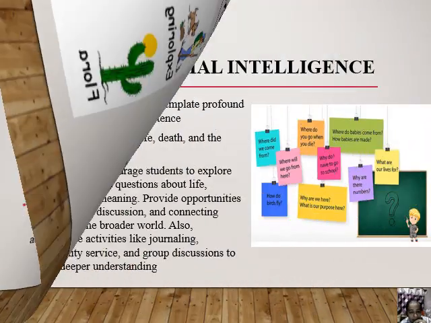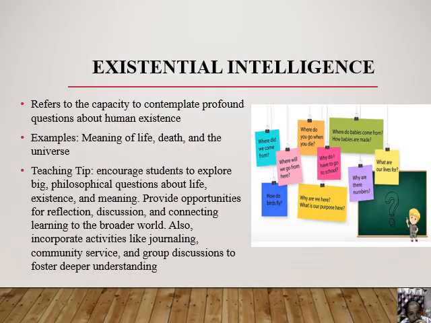Next is existential intelligence. This is the newly added type of intelligence in Gardner's theory. These kinds of people are always curious about questions like where do we come from, where do we go after death, or why do we go to school daily, or how do birds fly, where do numbers come from, etc. They always have questions about the meaning of life, death and the universe.